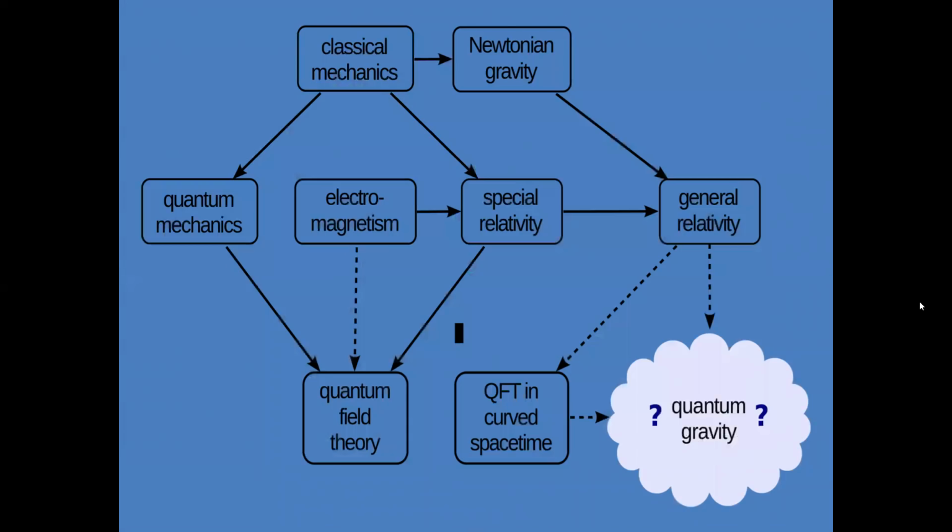So we look at how this all works. We have the classical mechanics, we have the Newtonian gravity. Classical mechanics leads to quantum mechanics, which then leads to special relativity, whereas with the Newtonian gravity, we go to general relativity directly. And then somehow or another, this gets us to quantum gravity.